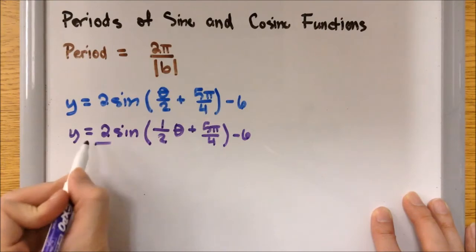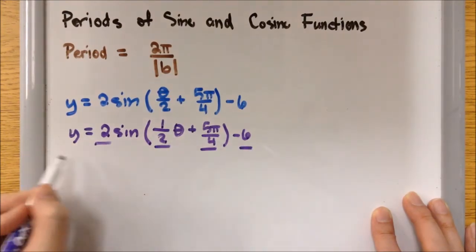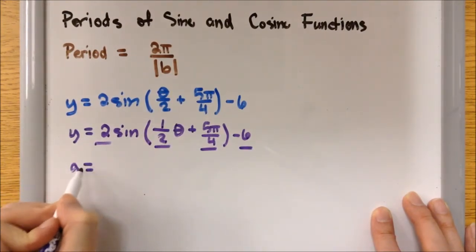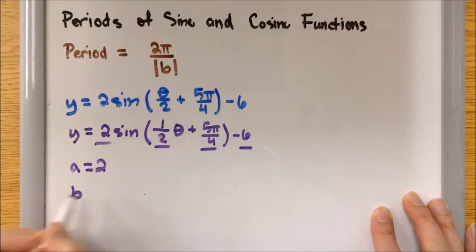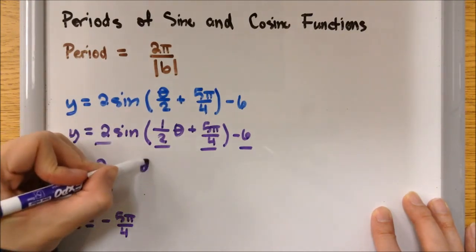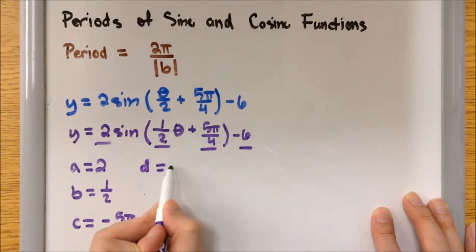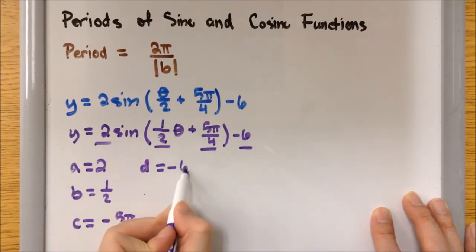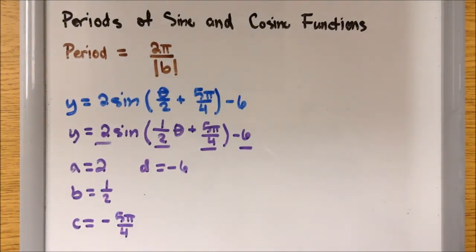Alright, so let's identify our A, B, C, D. A is 2, B is 1/2, C, it's a plus 5 pi over 4, so it's going to be a negative 5 pi over 4. And then D is minus 6, so it's negative 6. Alright, so we got our A, B, C, D, but period is just simply using the B value.